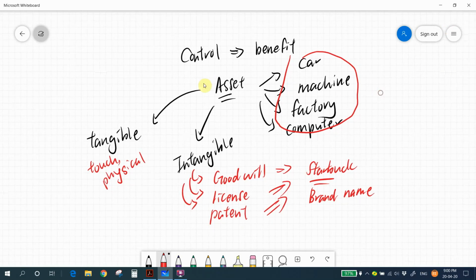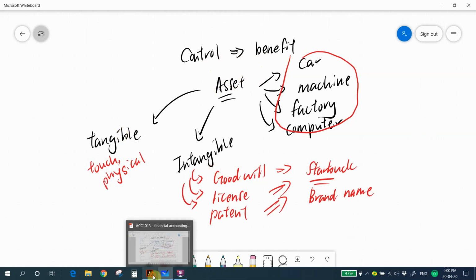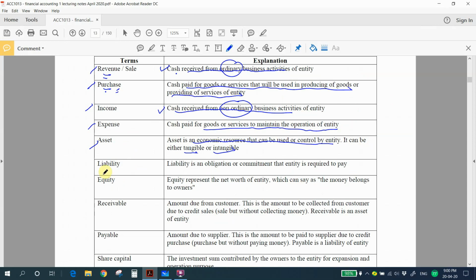Let me repeat again. What is asset? Asset is the resources that the company can control and enjoy the benefit of using, and asset we can break into tangible and intangible. Next, liability. What is liability? Liability is an obligation or commitment that the entity is required to pay. The keyword for liability is pay. Example of liability: loan. You are required to pay the loan, right? Because you are owing people money, you are required to pay.